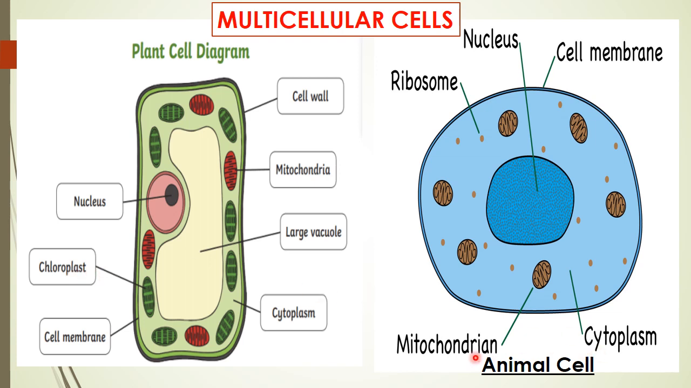Now let us observe animal cell. Animal cell has three parts, that is cell membrane, cytoplasm and nucleus. The main difference between the plant cell and animal cell is that the animal cell lacks a cell wall.